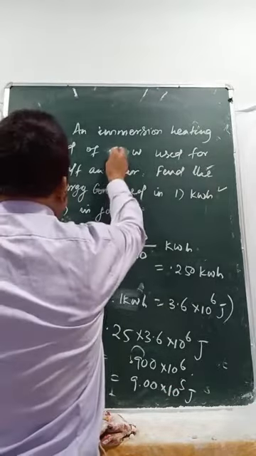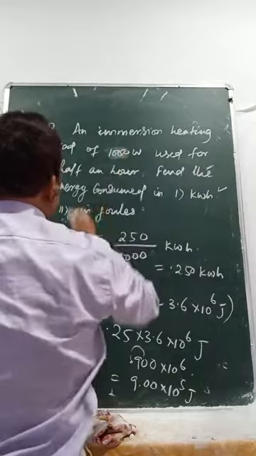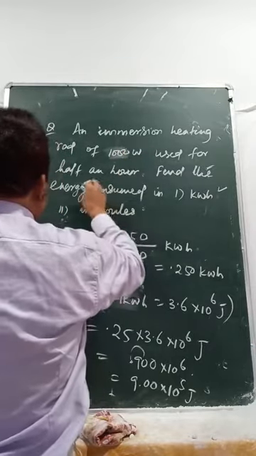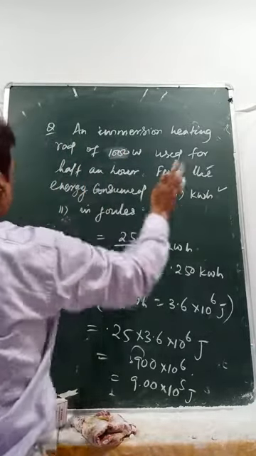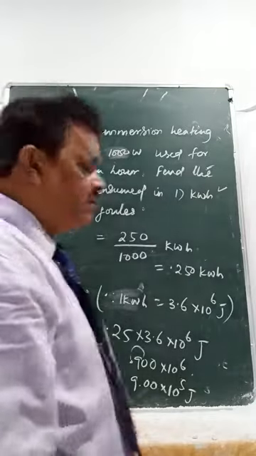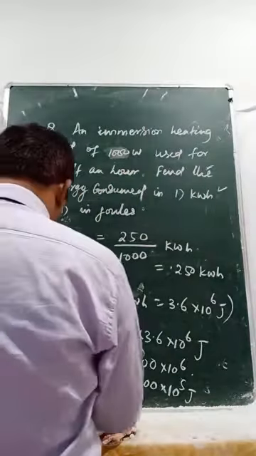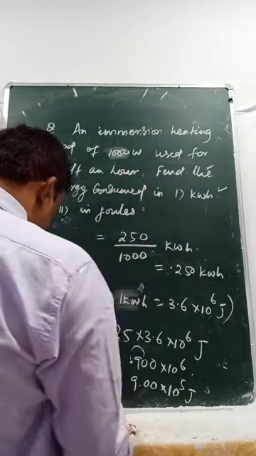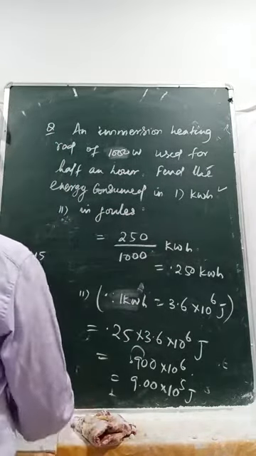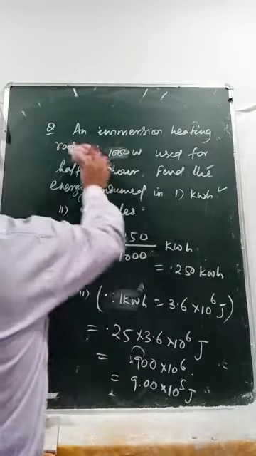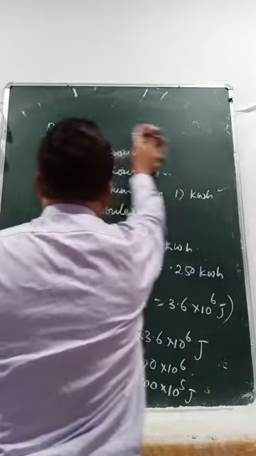So you can find out, 1000 watt used for half an hour, find the energy consumed in kilowatt hour. Okay. These questions you have to practice more, then only you can remember. There is another important question for us.